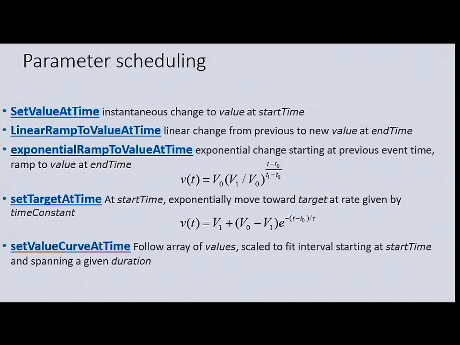And so that's setting a target at a time. So from the start time, you're going to move towards a value of 0 at a rate given by a certain time constant. And then the last form of parameter scheduling is to set a value curve at a time, where you store, say, 1,000 values, a complicated set of values for any function, or random, and the parameter will follow those values, that array, over the time that's specified.